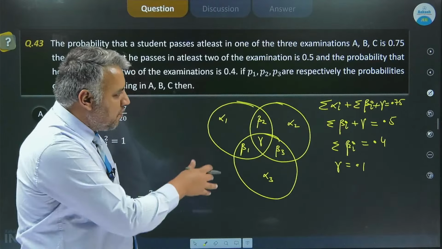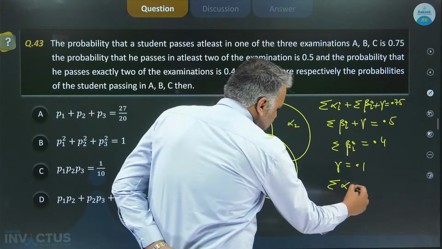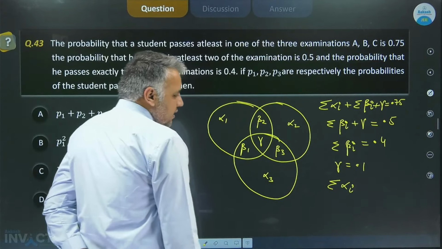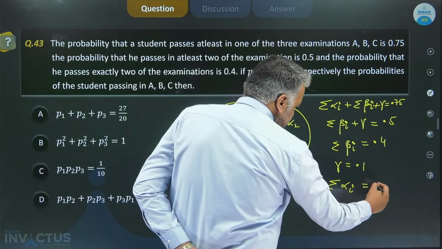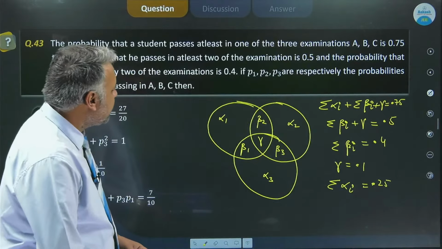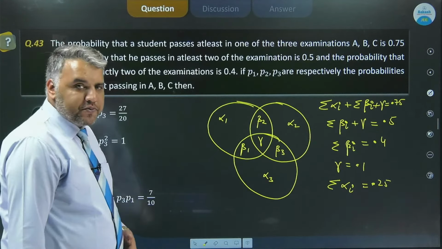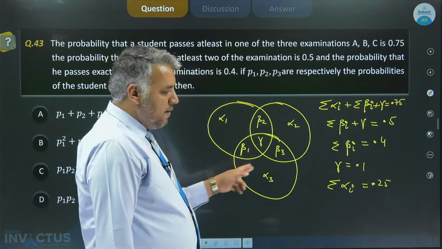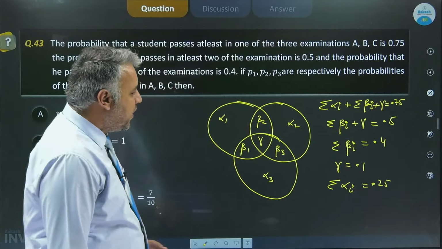So this is some of the information, and similarly you can calculate summation alpha I, because if summation beta I and gamma are known, you can directly say that summation alpha I will be 0.25. Okay, now we have to find P1 plus P2 plus P3 in option 1. That means P1 means this complete region, plus P2 this complete region. So beta 2 and gamma will be in repetition.